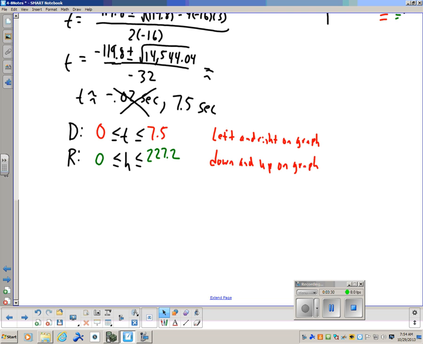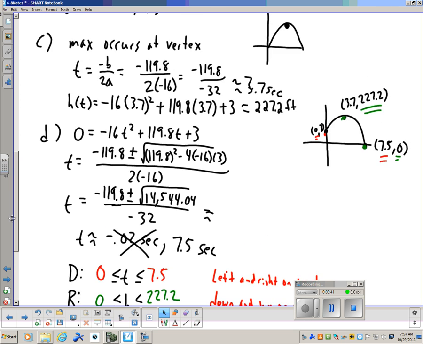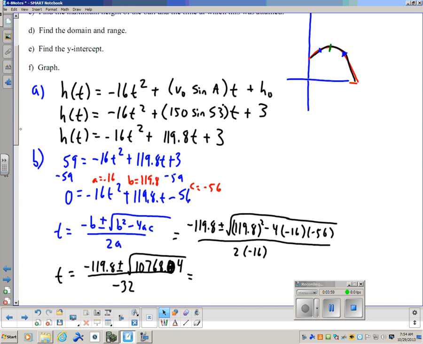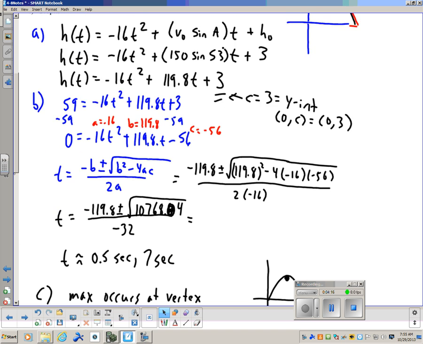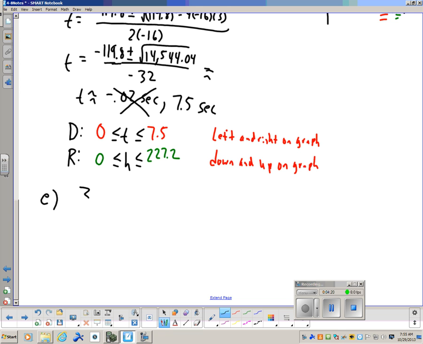So that is part D, and then we've got part E left, and that's to find the y-intercept. If we look back up at our graph, it's easy to see. This is my y-intercept where it hits the y-axis, and it's at 3. You could also go back up to your original function and remember this c value, which equals the y-intercept. So your ordered pair is always going to be (0, c), which equals (0, 3) in our case. So the y-intercept there is just 3.